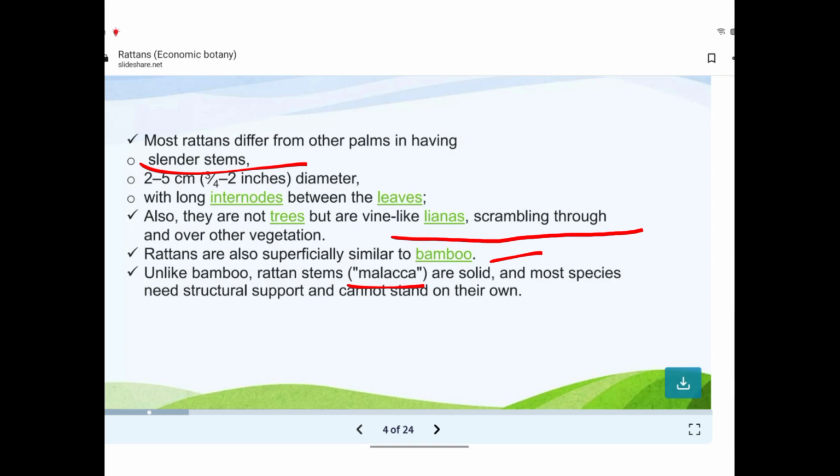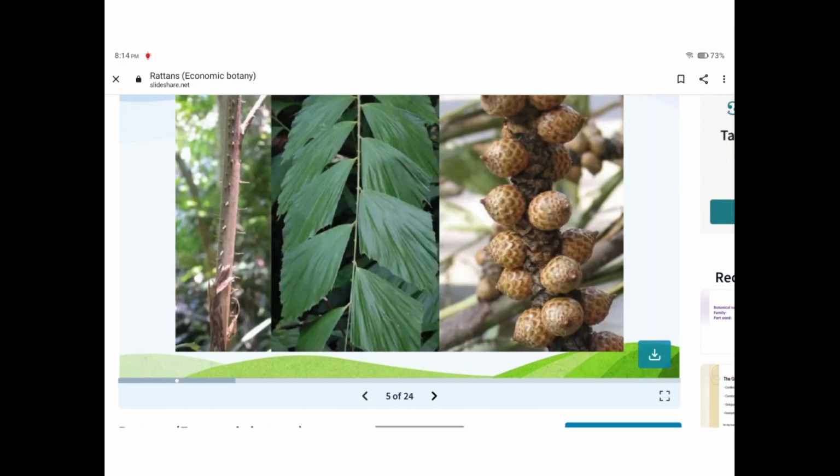Let's move further. So this is your bamboo tree. You can see here, this is the whole structure. It has small spines. You can look, these are the small spines. These are the leaves here, and then it has fruit.